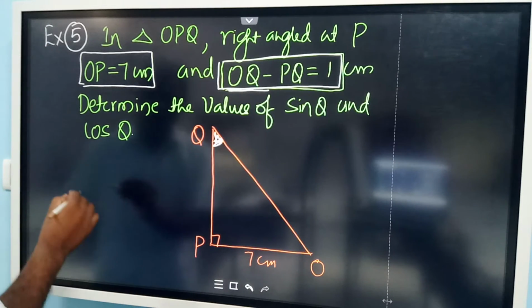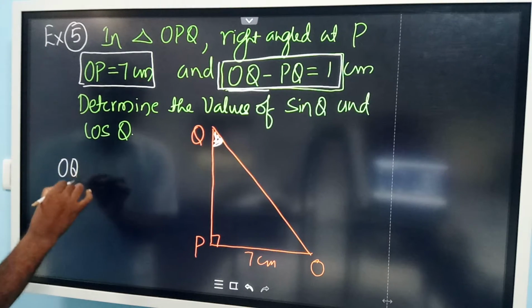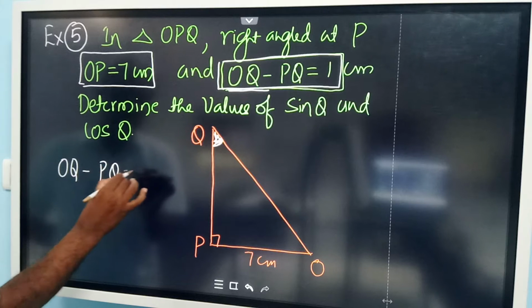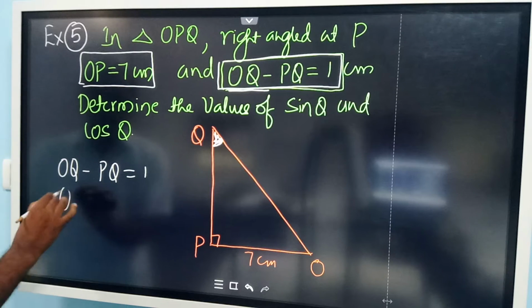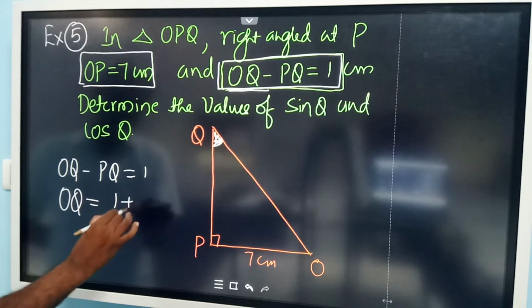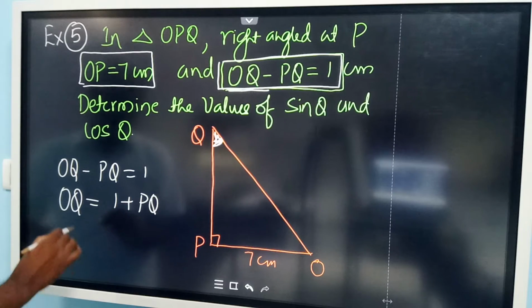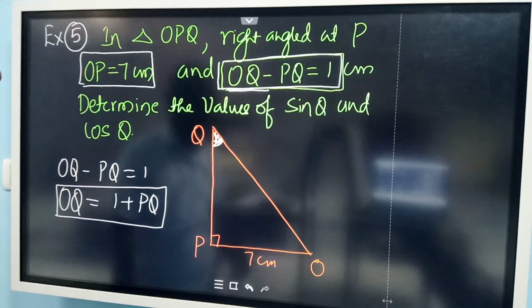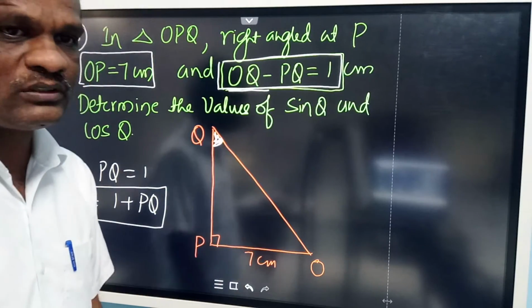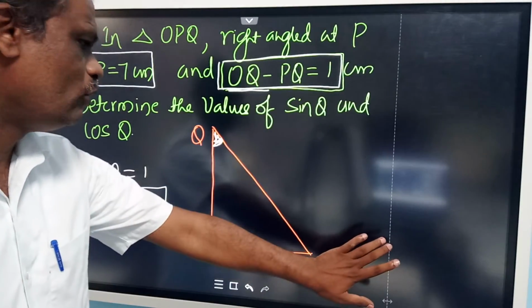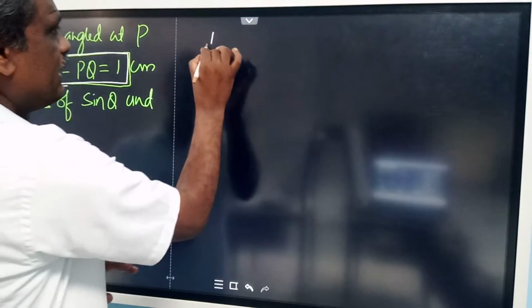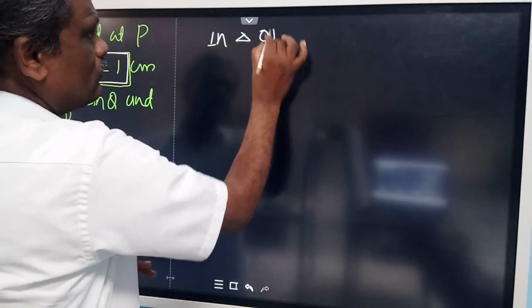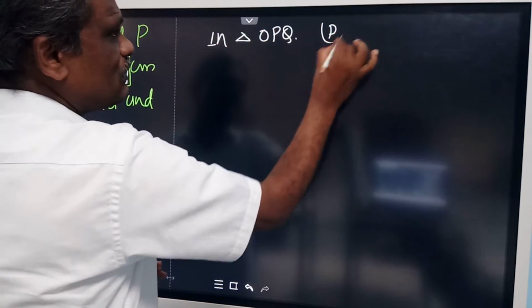So here OQ minus PQ is equal to 1 unit. So OQ will be equal to 1 plus PQ. So the relation between OQ and PQ is given. Apply Pythagoras theorem to this triangle. In triangle OPQ, we have angle P equal to 90 degree.